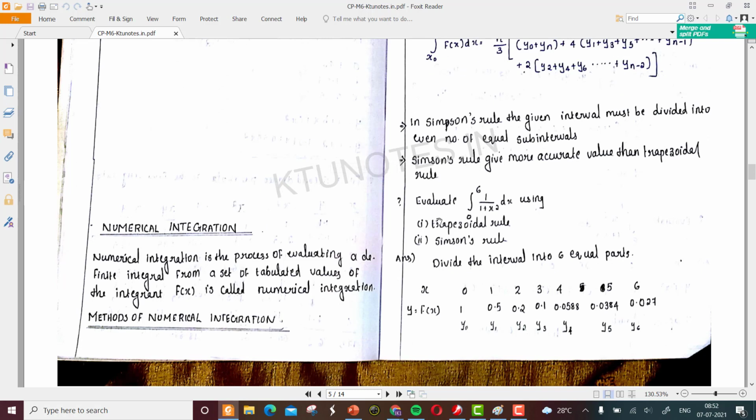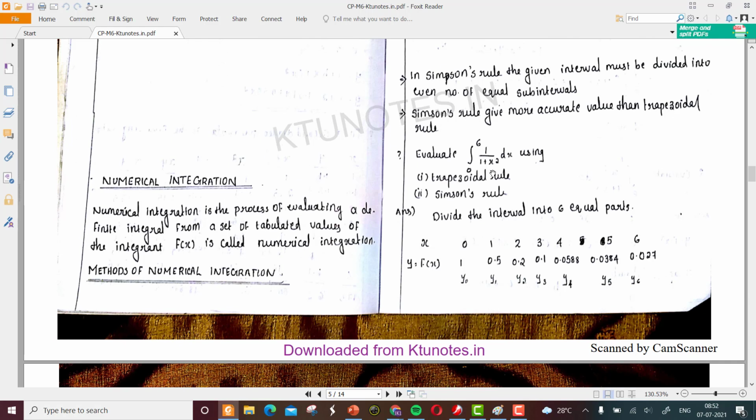So we are asked to find the integral of 1 by 1 plus x square from 0 to 6 by using two methods. One is the trapezoidal method and the second one is Simpson's rule. So this is what is given to you. You want to subdivide this, or get the tabular values for various intervals. That is our work. So we have here the various x values like 0, 1, 2, 3, 4, 5 and 6 put into this equation.